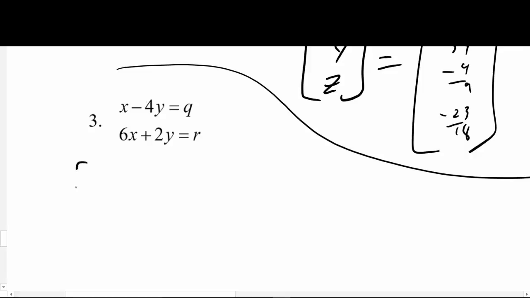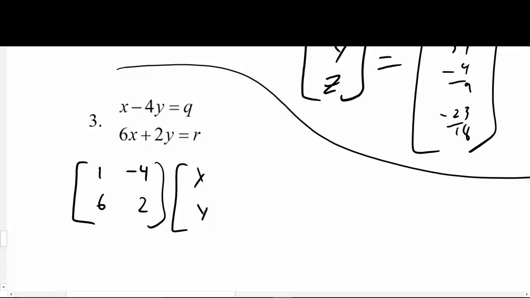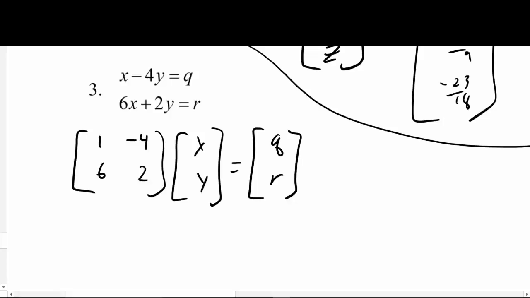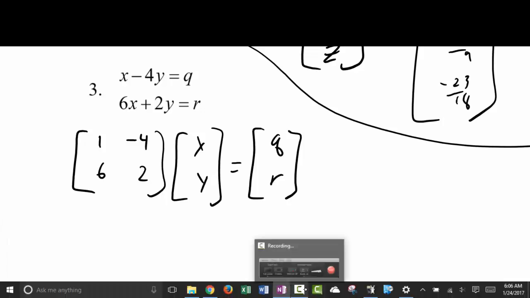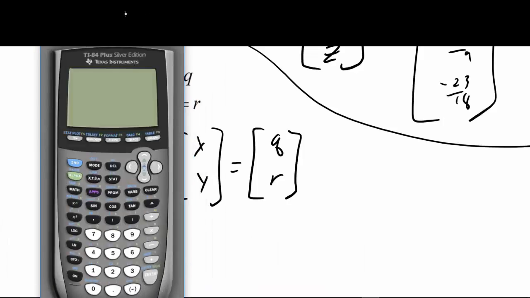Okay, so if I'm going to rewrite this as AX equals B, this would be 1, -4, 6, 2. There's my matrix A. My variable matrix would be x and y. Now my B matrix would be Q and R. All right, so now the nice thing here is our technology, where the hardest part for us is the inverse. And this doesn't have any interesting characters in it. It's still just ones, -4s. It's just values.